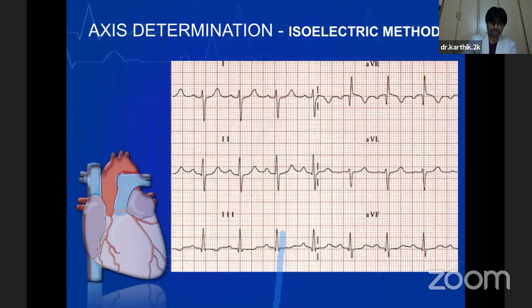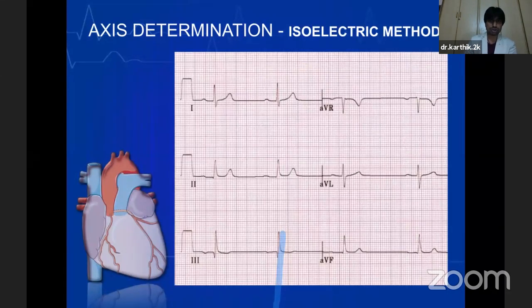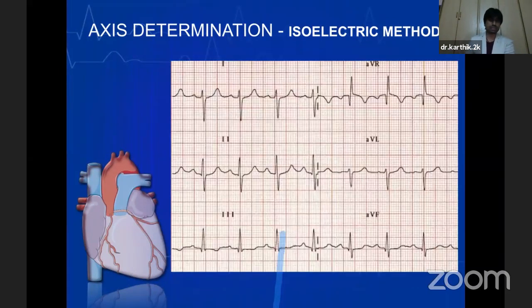So as you employ more and more methods, your idea of the axis becomes much better. From the simplest method, where you could say that it is not a left axis deviation, with the isoelectric method you could say that it is closer to 90 degrees than to 60 degrees. And if you use vector methods, you would be able to pinpoint the exact degrees by using scales and compasses, which is more tedious and more for research purposes.